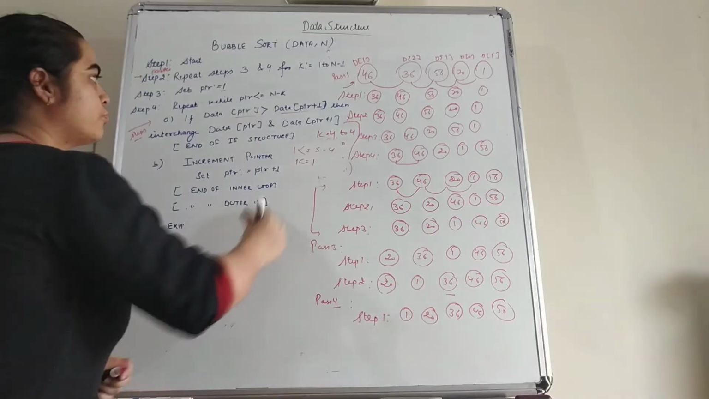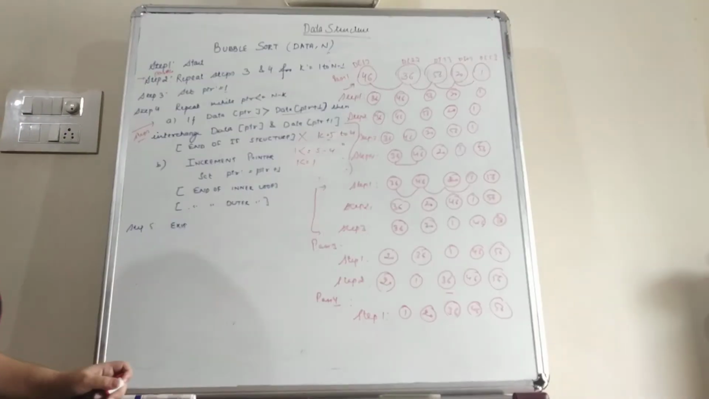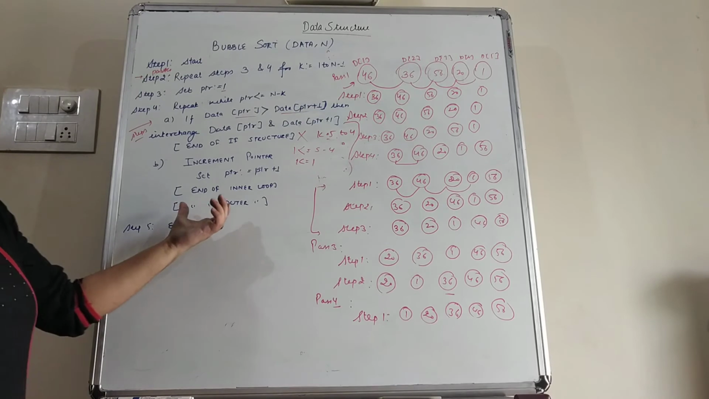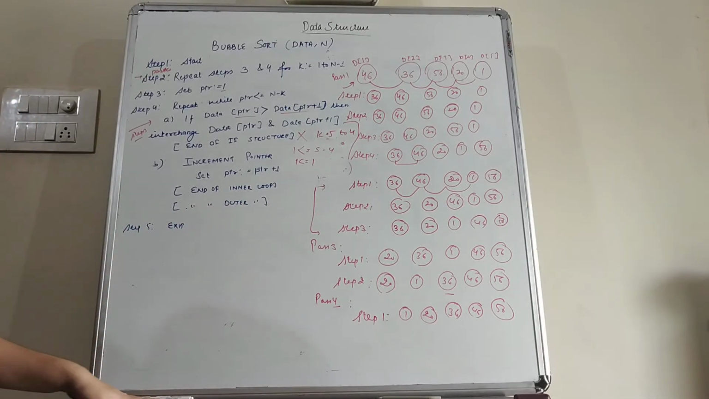So k is now 5 to 4. So 5 to 4, now this loop is also false. So if this loop is false, then we can end the outer loop also. So student, this is about the bubble sort.